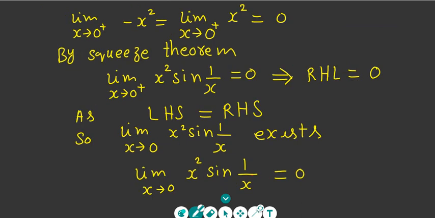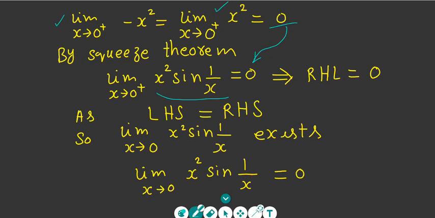So by the squeeze theorem, our smaller function limit and greater function limit are equal to 0. So by the squeeze theorem the limit of the middle function is also equal to the limit of the smaller or greater function. In this way we have calculated the right hand limit.